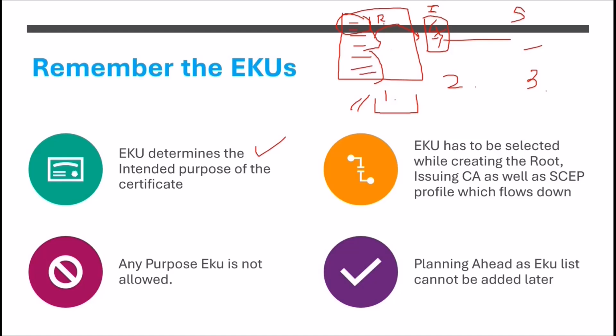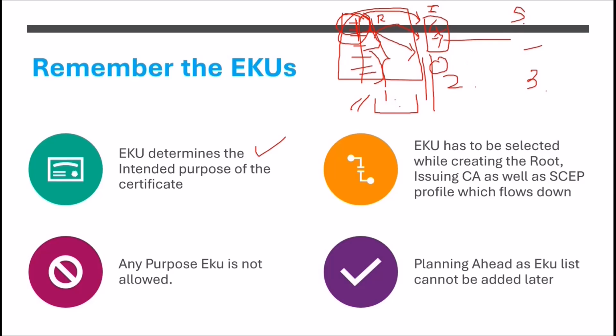So again, you select the EKU when you are setting up the root. Whatever EKUs you selected while creating the root are the only ones present to be selected when you are selecting the EKU for the issuing CA. So this is like a master list. From this master list, you select something. Only what selections you made in step 1 are presented as an option in step 2. Now, if you select everything over here, then everything will be available as an option for the issuing CA. And whatever you select over here will be available for usage in the SCEP profile.